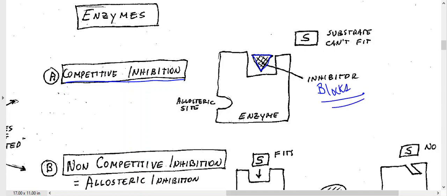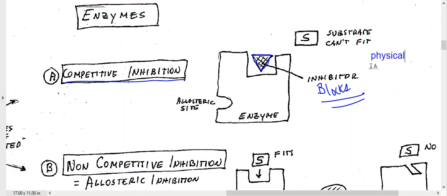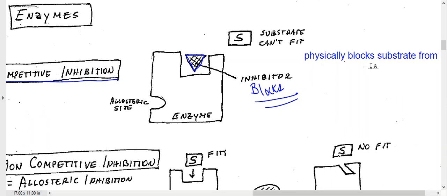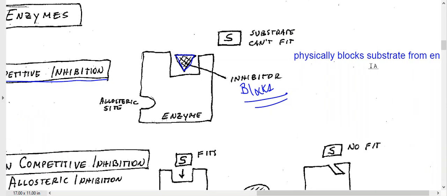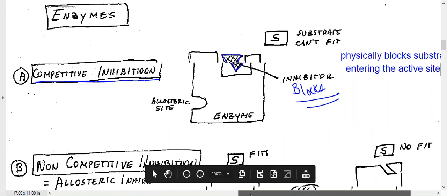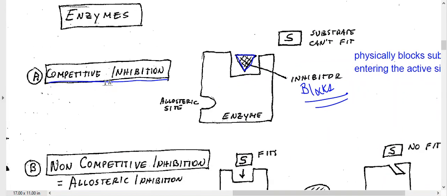So it physically, I'm going to go ahead and write this, it physically blocks the substrate from entering the active site. It competes with the substrate, hence competitive. And it inhibits it. It prevents it from binding, so it's competitive inhibition. Not very clever naming, but it tells you exactly what goes on.